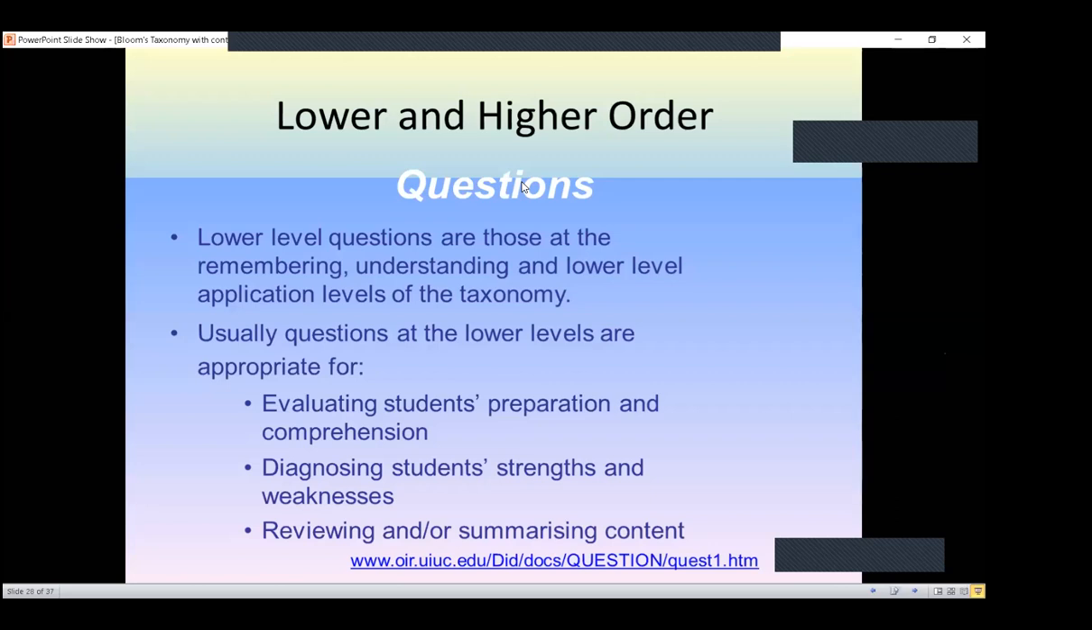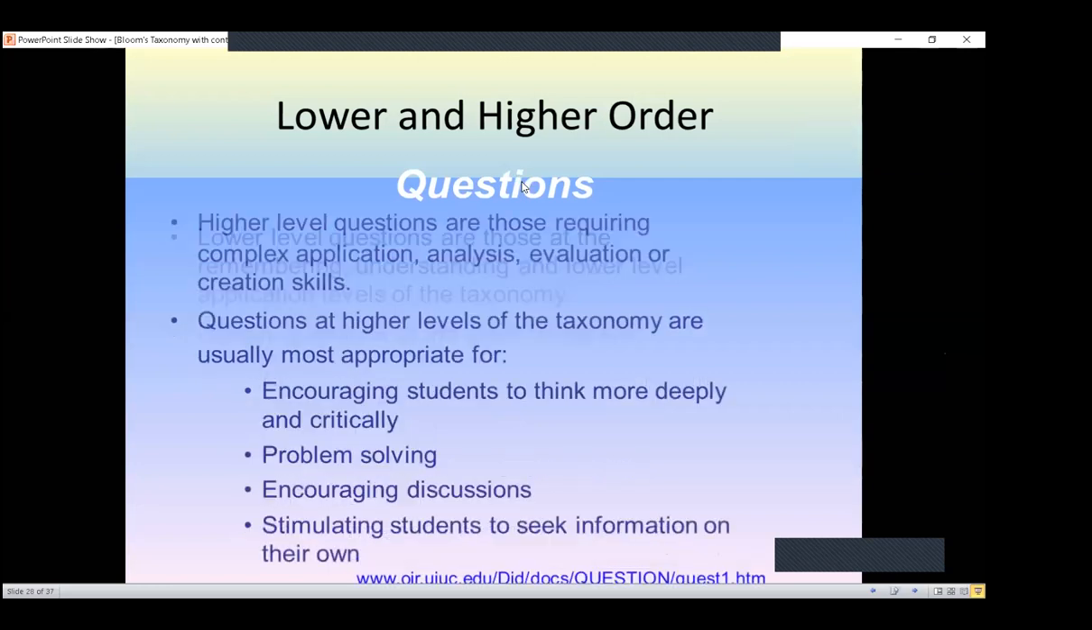So definitely lower order questions are also equally important, but along with that, it is also important to give higher order questions. For higher order questions, it is application, analysis, evaluation, and creation. And why is this important? Your students are going one step higher. Now they have understood the content. They have comprehended the content very well. Now going one step higher and encouraging them to think more deeply, more critically.